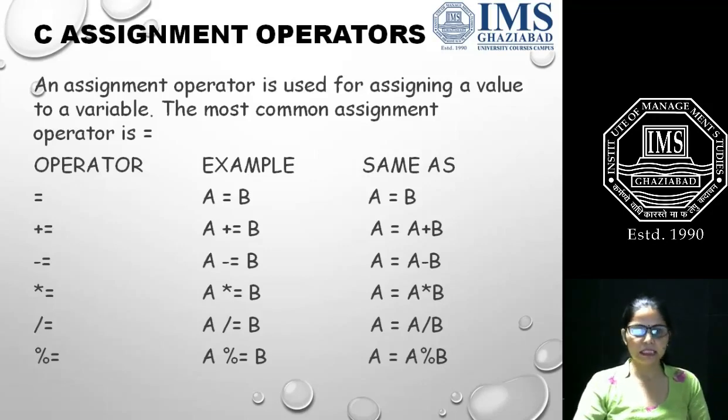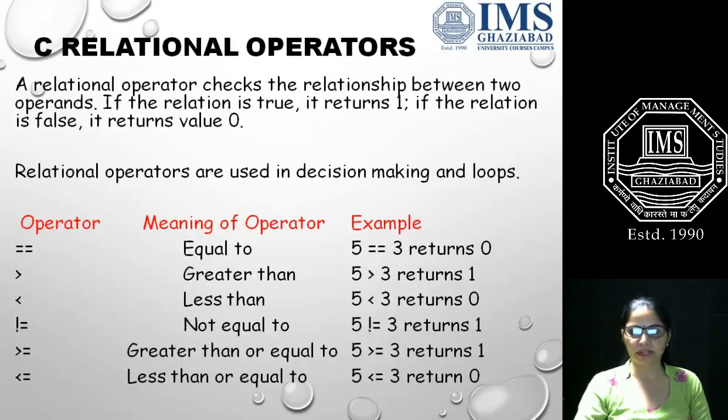So these are the various assignment operators. Then we have relational operators. A relational operator checks the relationship between two operands. If the relation is true, it returns 1. If the relation is false, it returns 0.